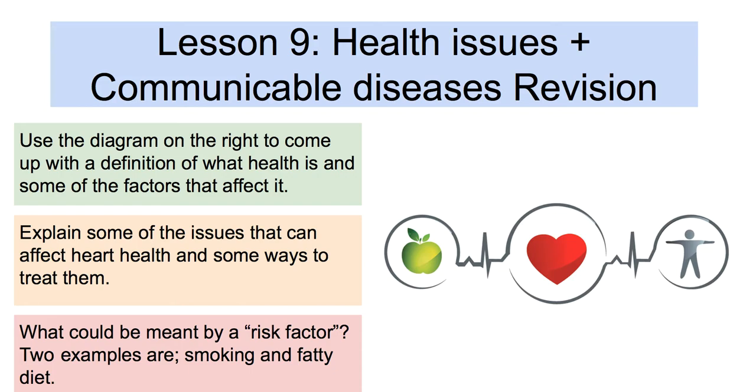So, a little bit of a starter for you here, 3 things. The diagram on the right over here as a kind of an aide-memoire to help you remember what health is and some of the factors that affect it. A reminder of the work we did 2 or 3 lessons ago on the heart issues and ways to treat them. And just being clear what exactly we mean by the term risk factor. There's a couple of examples there for you: smoking and fatty diet.